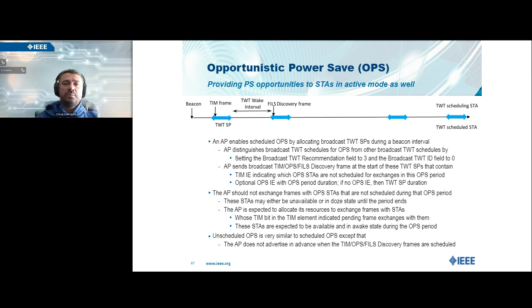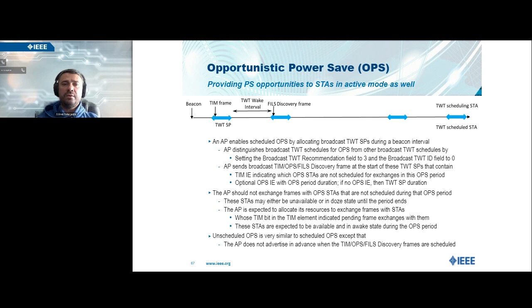The opportunistic portion comes from the fact that the access point at the start of the service period sends a TIM or an OPS or a field discovery frame. These are in general management frames that contain an OPS element, which tells the stations that are identified by the TIM indication element, so there is a list of stations, to tell them that, okay, during this service period for this amount of time, you're not going to be scheduled. So you can do whatever you want during that time.